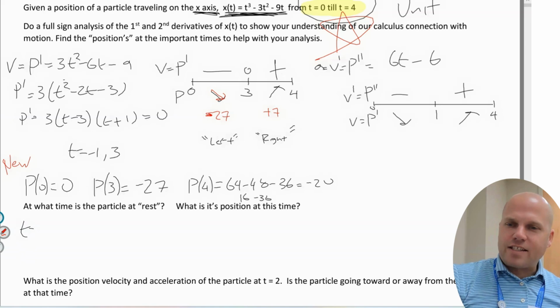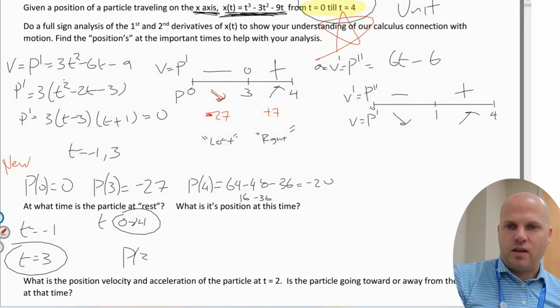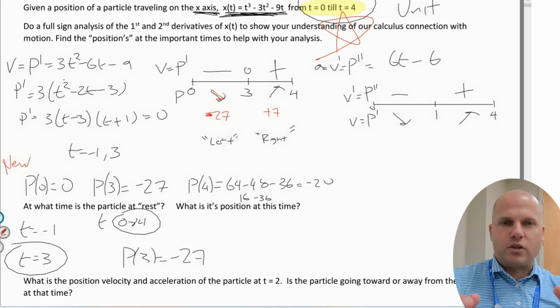The particle is at rest at time equals -1 and time equals 3. We're only going to worry about time equals 3 because we're talking about t from 0 to 4. So that's why I'm going to say that. And boom, we're good. This is all we have to do is the analysis, and then all the questions we should be able to answer as long as we can interpret things.